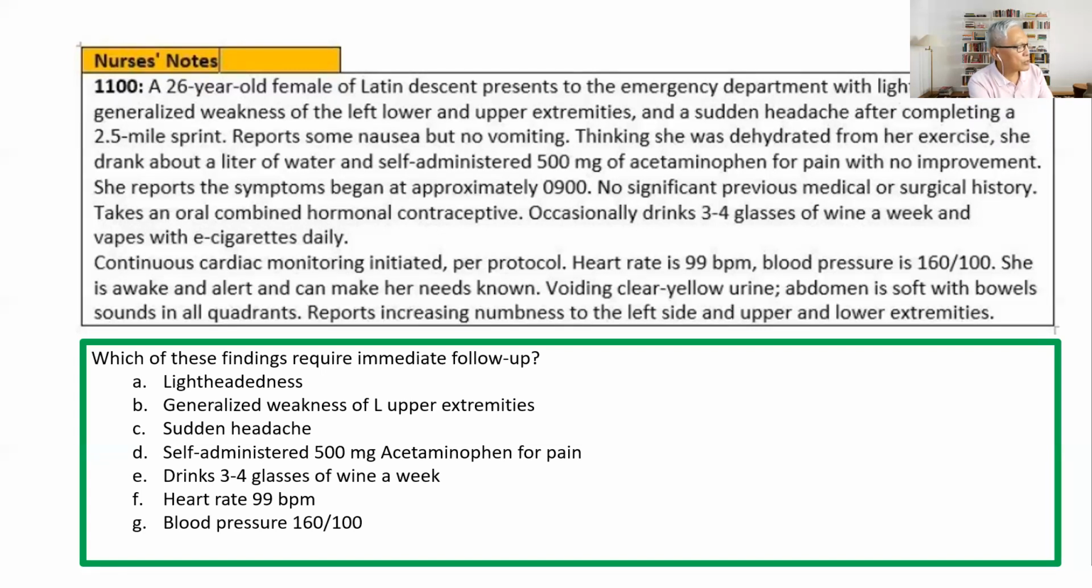Wow. Continuous cardiac monitoring initiated per protocol, heart rate 99, blood pressure 160. She is awake and alert and can make her needs known. Voiding clear yellow urine, abdomen is soft with bowel sounds in all quadrants, reports increasing numbness to the left side and lower extremities. All right, so the first question is, which of these findings require immediate follow-up?